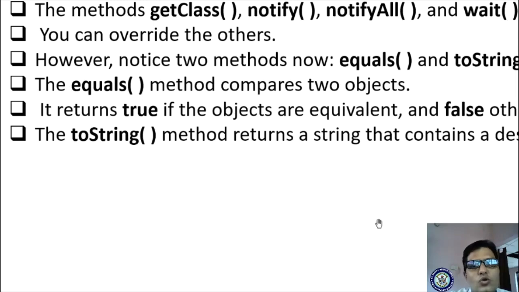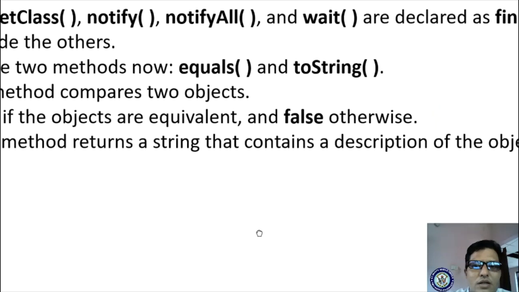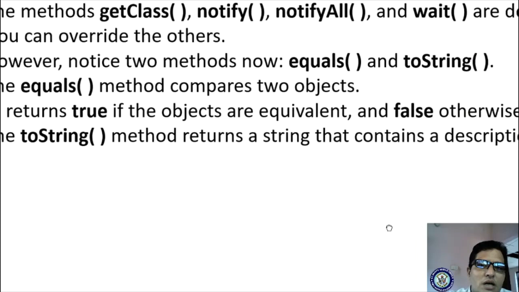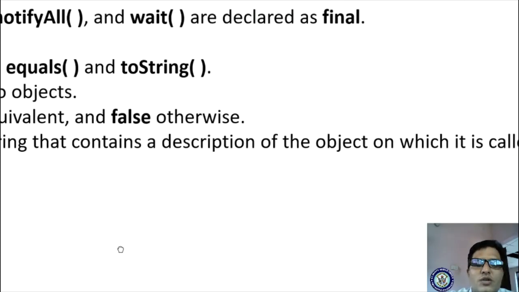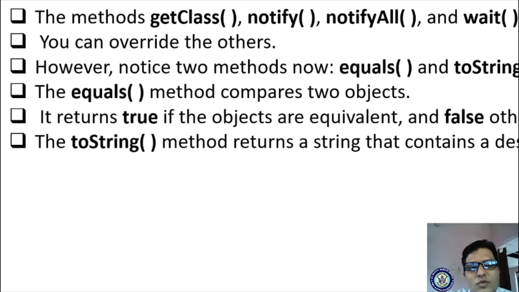However, notice two methods now: equals and toString. The equals method compares two objects. It returns true if the objects are equivalent and false otherwise. The toString method returns a string that contains a description of the object on which it is called. So this method returns the string, meaning you are understanding it based on whatever description you give. That's it.